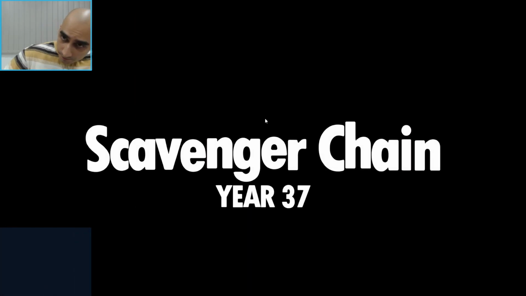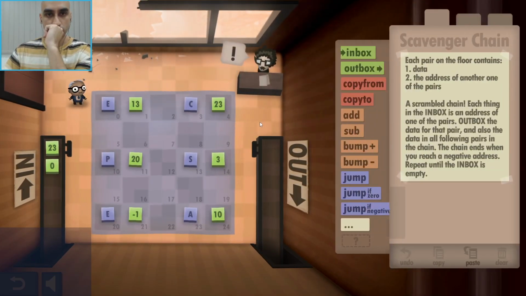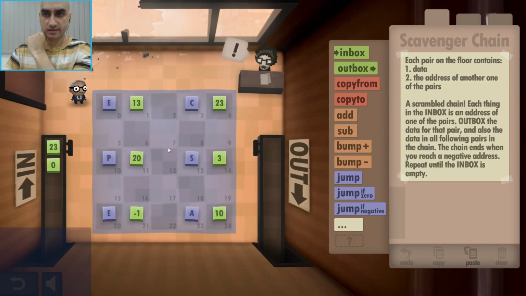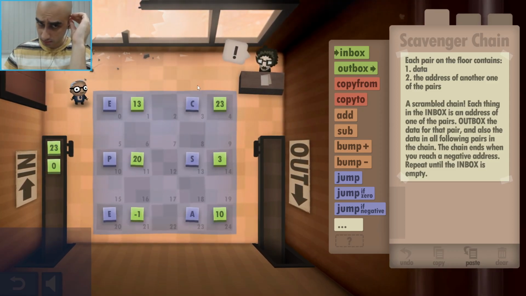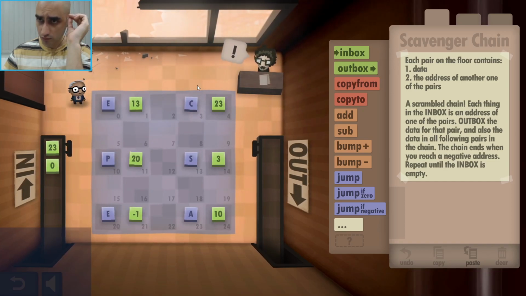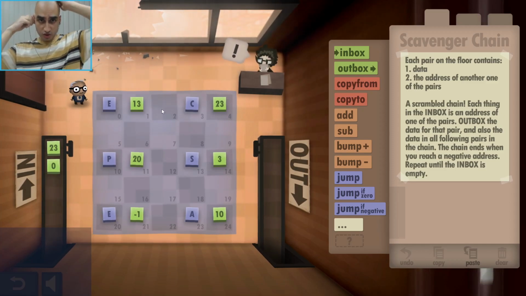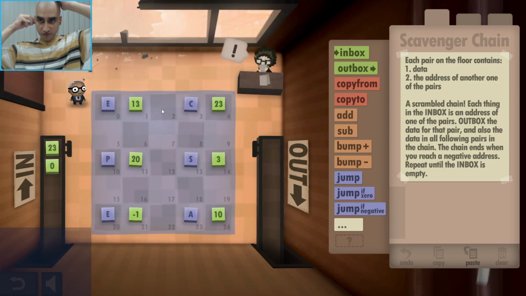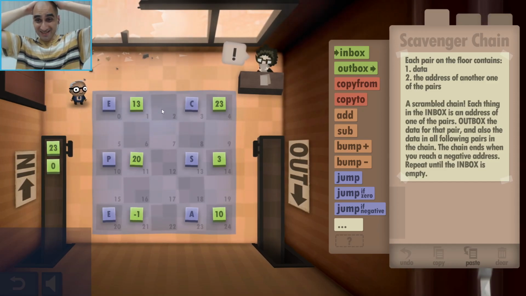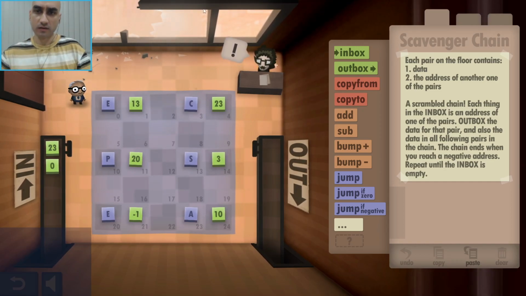Scavenger chain. Each pair on the floor contains data, the address of another of the pairs. Each thing in the inbox is an address of one of the pairs. Output the data for that pair and also the data in all following pairs in the chain. The chain ends when you reach a negative address. Well, it's not too bad.